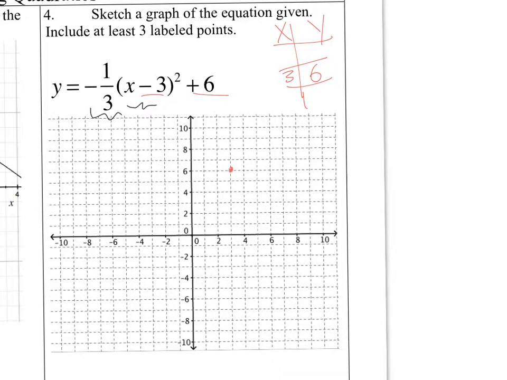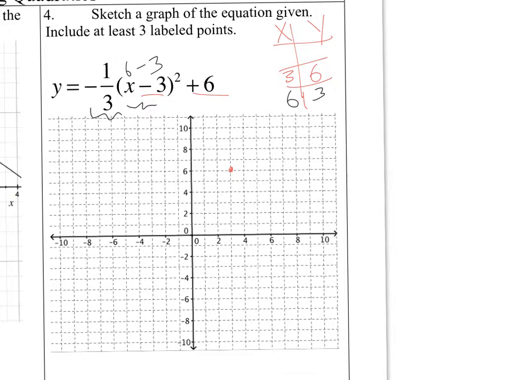So in looking at this, the first multiple of 3 that I can get is going to be 3 more than what we have now. So in other words, 6 minus 3 is 3. 3 squared is going to be 9. Negative a third times 9 would be negative 3. Plus 6 would be 3. So we could do this at (6, 3).